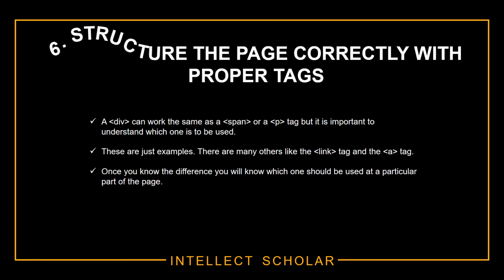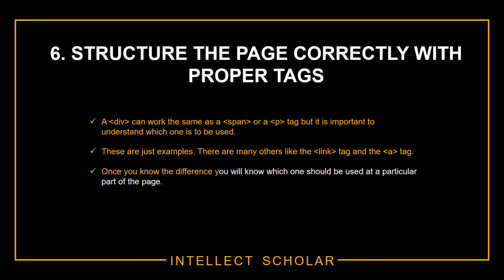Number 6. Structure the page correctly with proper tags. A division can work the same as a span or a paragraph tag, but it is important to understand which one is to be used. These are just examples. There are many others like the link tag and the hyperlink tag. Once you know the difference, you will know which one should be used at a particular part of the page.